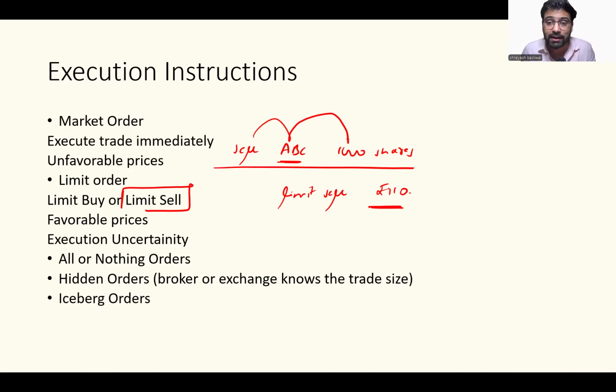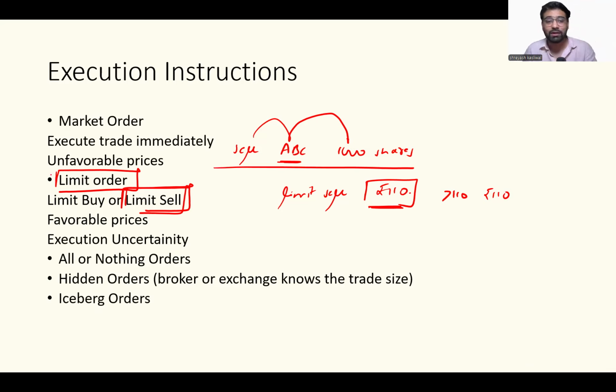Sir, what do you mean by at least? At least means that this is the minimum that I would want. If I get more than that, it's good because I'm selling the stock. So, sir, if I get more than 110, it's good. But the minimum that I would want is rupees 110, and that is what a limit sell order is. And this is what you mean by limit order, where you specify a price that you are willing to buy at and a price you are willing to sell at.